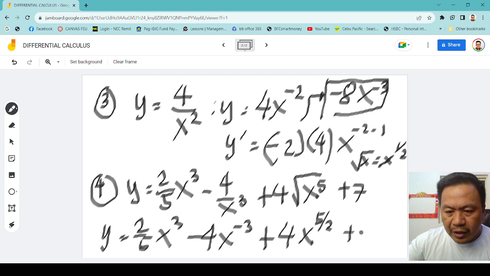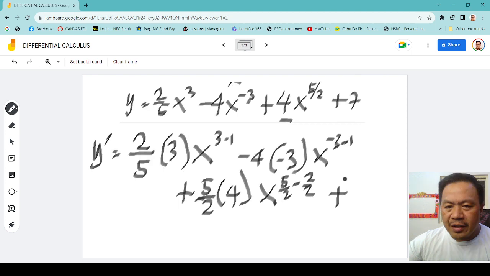So I will just write here y prime. You have 2 over 5 x, of course, bring down 3, and then x to the 3 minus 1, then minus 4, and then minus 3, this one, right? And then x to the negative 3 minus 1, and then you have here for this part plus 5 over 2 and then 4. Okay, and then x to the 5 over 2 minus 1. 1 could also be written as 2 over 2. Okay, and then the derivative of constant, take note that this is equal to 0.